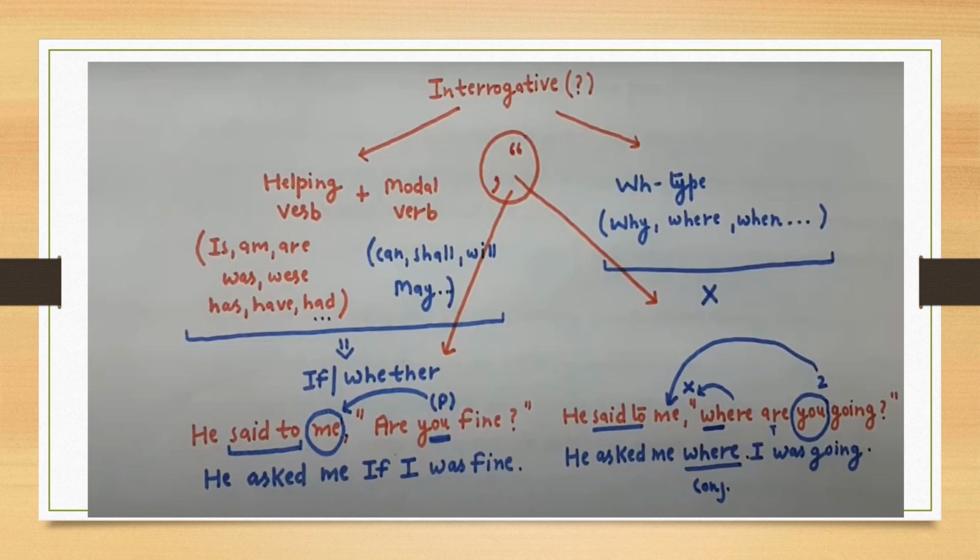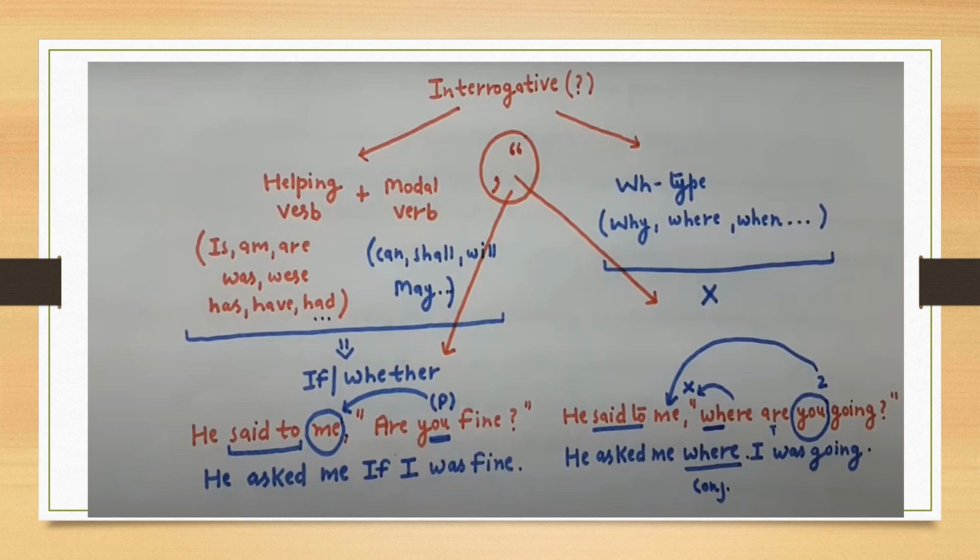Please take a note, in an interrogative sentence in reported speech, if there is any question in which there is a helping verb or it starts with the modal verb, the comma and double inverted comma would be changed by if or whether. Talking about the WH type question, why, where and when. As we know, there would be no changes. Look at the example. He said to me, where are you going? So we need to identify step 1, that is the reporting verb, said to. That would be changed to asked me.